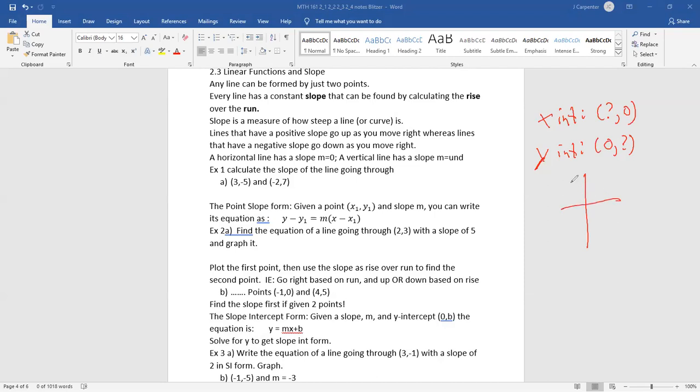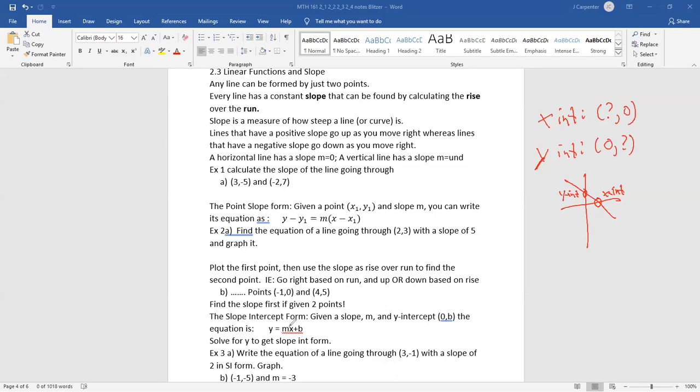So let's just say we had a line here. That point right there would be the x-intercept. This point over here would be the y-intercept. Okay, so slope-intercept form, given a slope of m and a y-intercept of 0 comma b. So it's 0 comma a number, and that number we're going to call b. Why b? I can't exactly tell you why. It's just a letter that they decided to use. The form is y equals mx plus b.